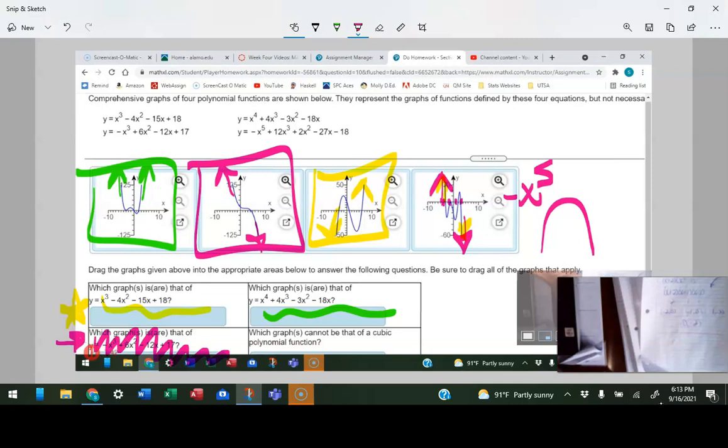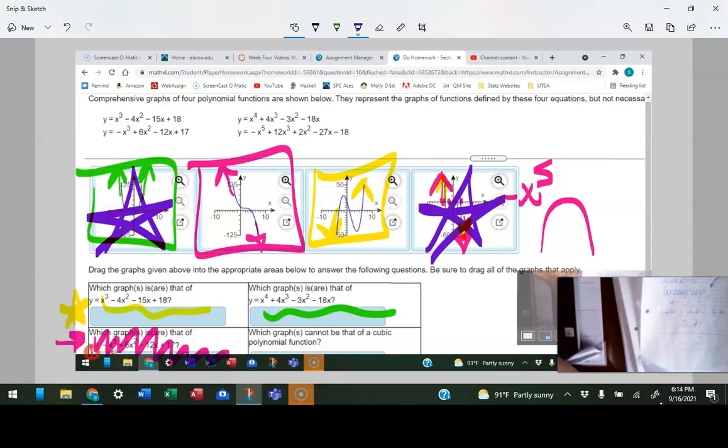Which graph cannot be that of a cubic polynomial function? In other words, what's not a cubic? Which ones are not x cubed? So this one's not x cubed. Okay, the purple one is. The red one, or the yellow one is, and then this one is an x to the fifth. So those are the two that are not cubic polynomial functions.